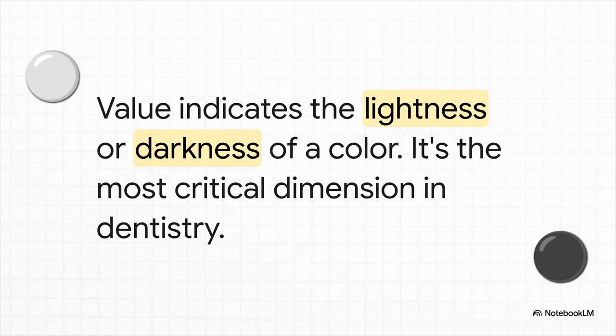And hey, here's a clinical tip you can use tomorrow. When you're comparing the shade tab to the tooth, just squint your eyes. Go on, try it. It blurs out the color, the hue and chroma, and it forces your eye to focus only on the lightness or darkness. You're isolating the value. It's an old-school trick that works like a charm.